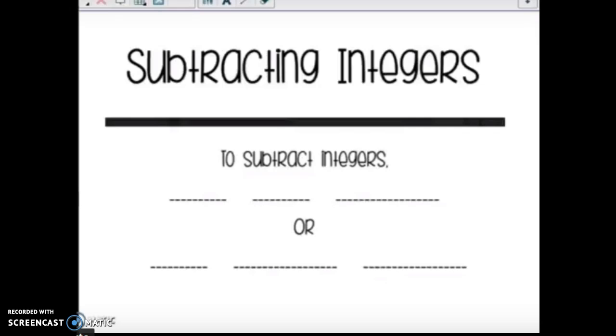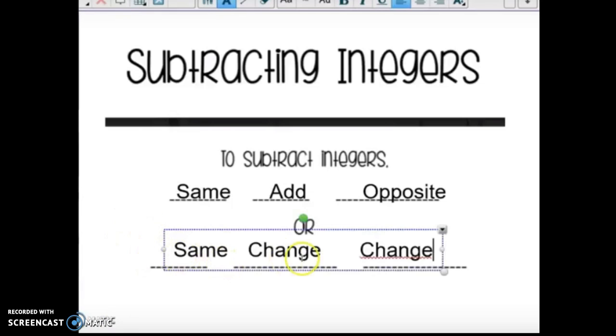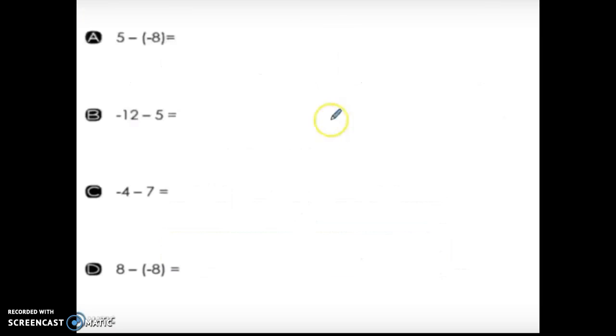Subtraction is the opposite of addition. So we are going to find the opposite and add. There's two ways we can remember the rule for subtracting integers. It's same, add, opposite, or same, change, change. We'll talk more about that when we get into solving problems. I'm going to be using SAO, same, add, opposite.